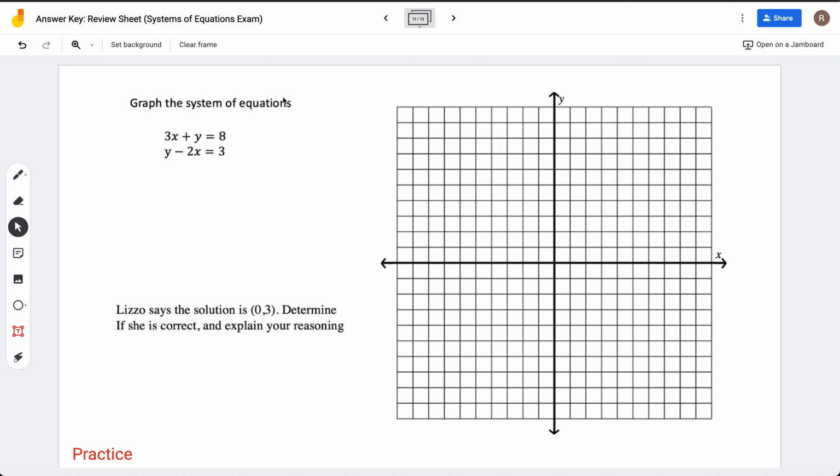Of the more challenging questions. Graph the system of equations where 3x plus y is equal to 8 and y minus 2x is equal to 3. Now something I noticed here is that both of these equations are not written in slope-intercept form.